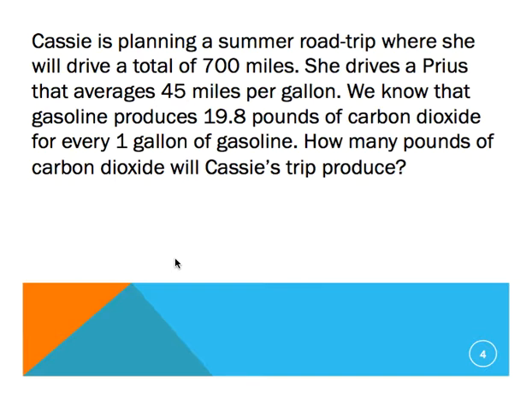Okay, this one is a CO2 question. It says Cassie is planning a summer road trip where she will drive a total of 700 miles. She drives a Prius that averages 45 miles per gallon, and we know that gasoline produces 19.8 pounds of carbon dioxide for every 1 gallon of gasoline. And that 19.8 pounds of CO2 for every 1 gallon of gas is actually from your formula sheet.